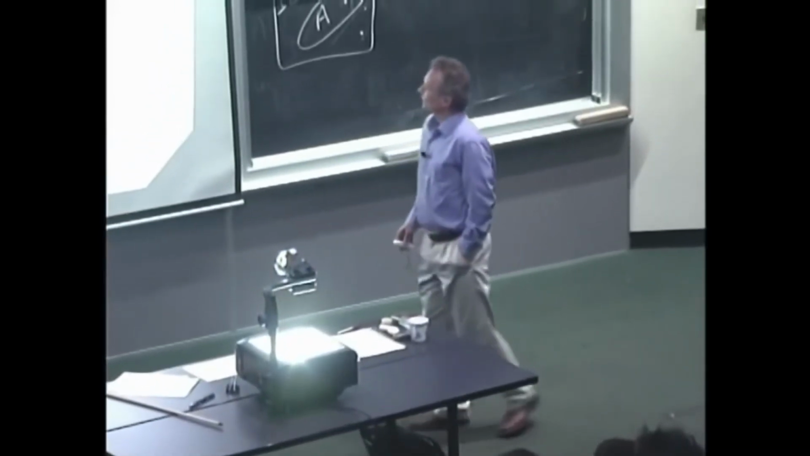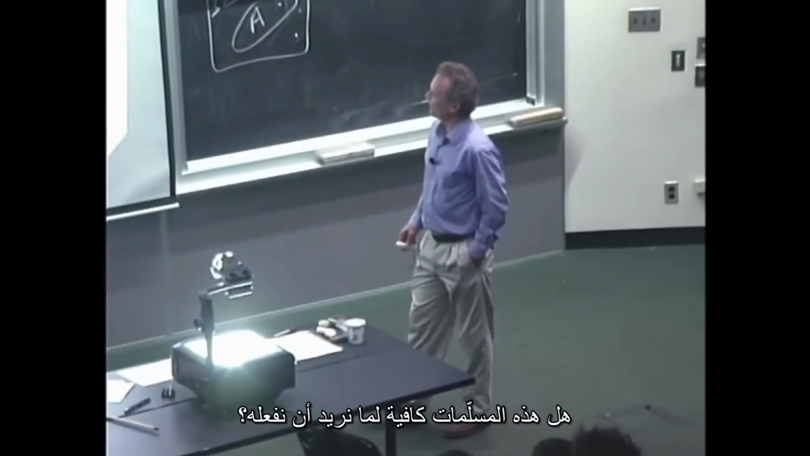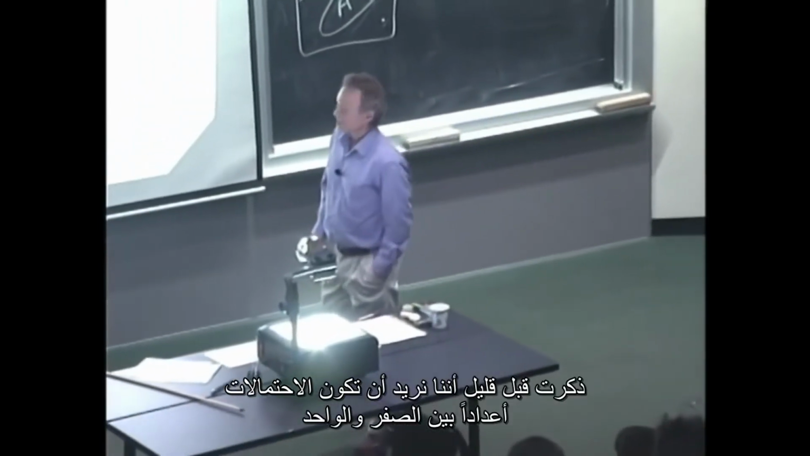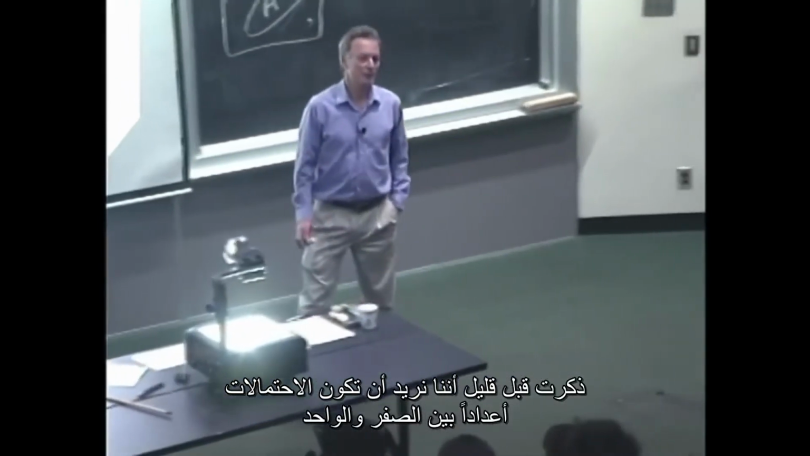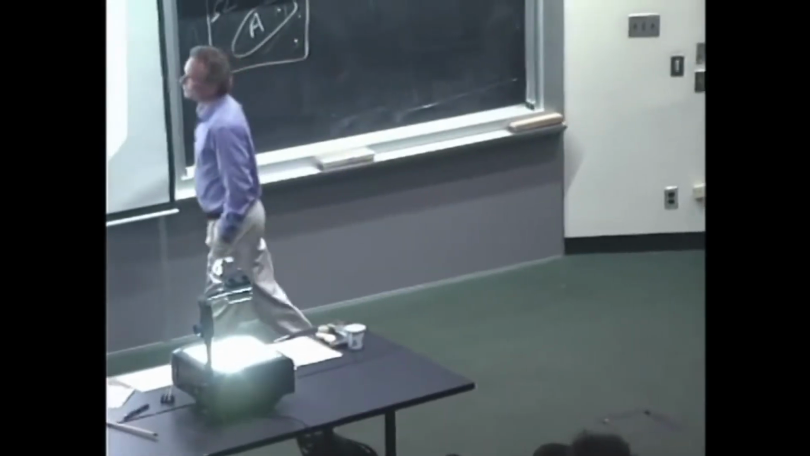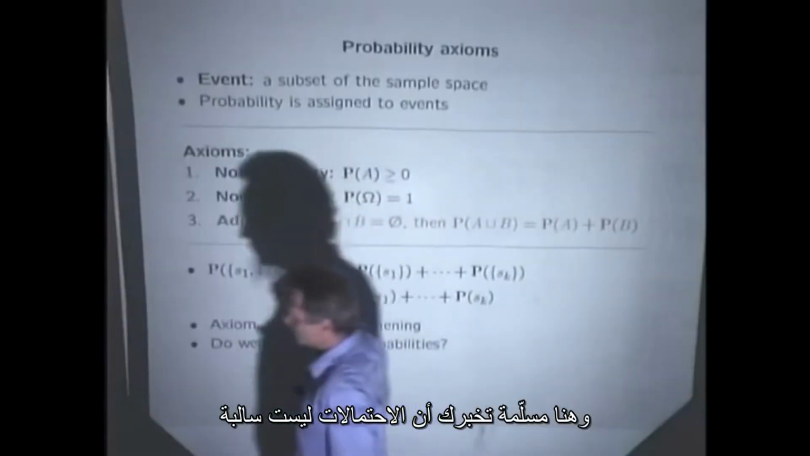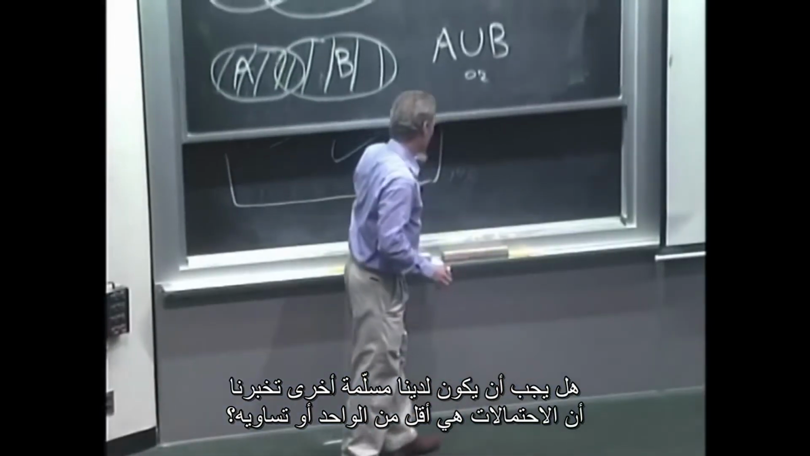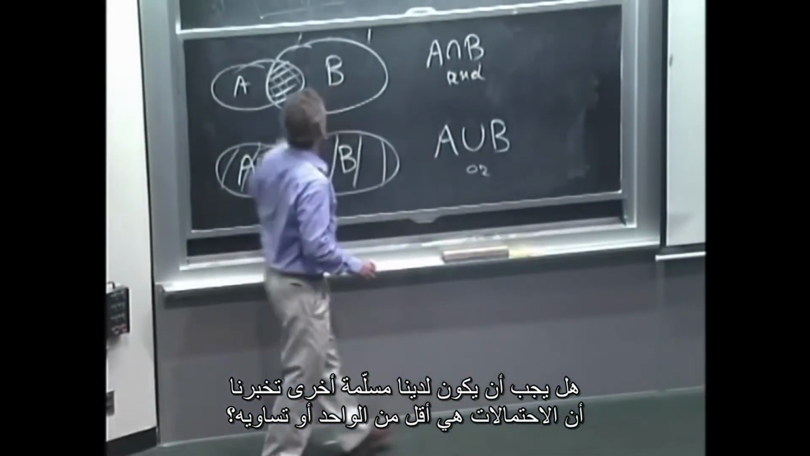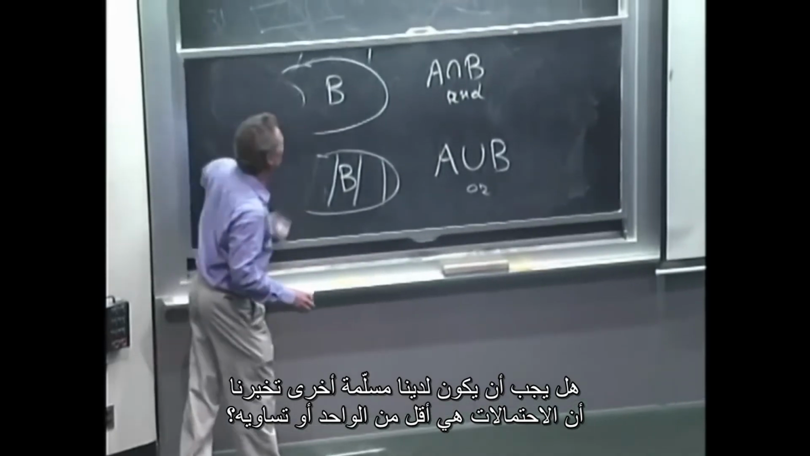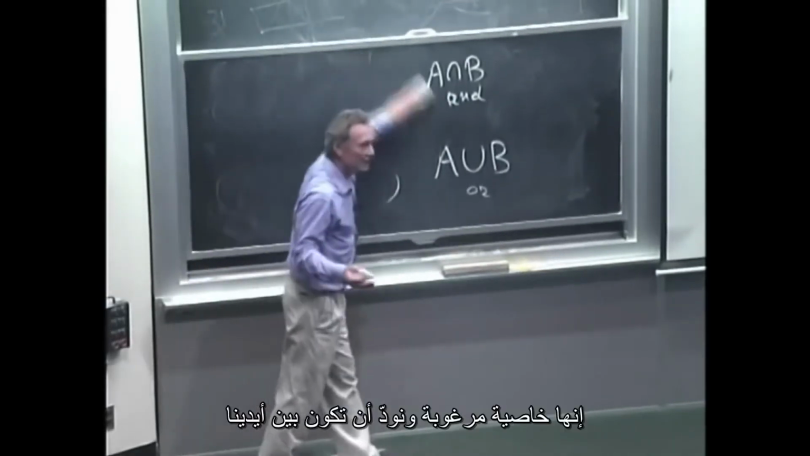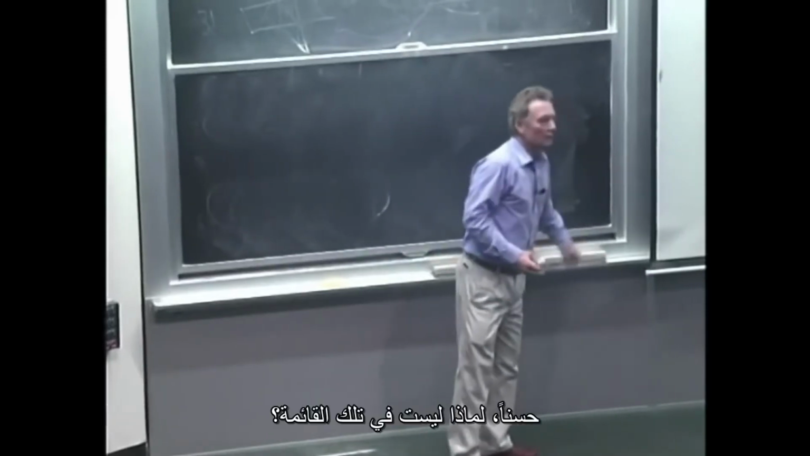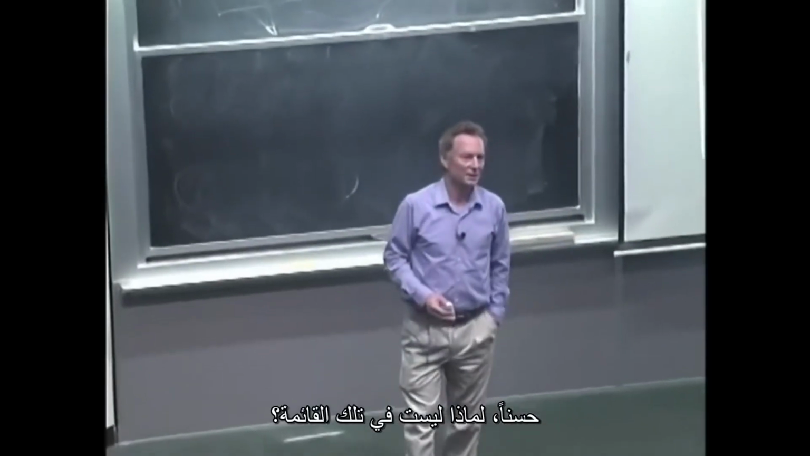Okay. Are these axioms enough for what we want to do? I mentioned a while ago that we want probabilities to be numbers between 0 and 1. Here's an axiom that tells you that probabilities are non-negative. Should we have another axiom that tells us that probabilities are less than or equal to 1? It's a desirable property. We would like to have it in our hands. Okay, why is it not in that list?